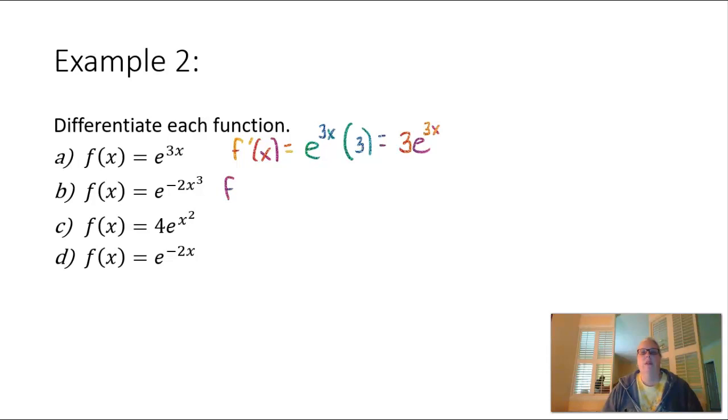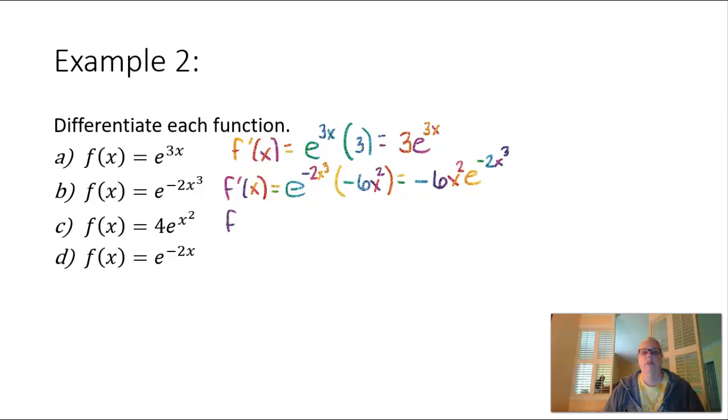Okay. For part B, we've got e to the negative 2x to the third. So again, the derivative of the natural function is going to be the function itself, so we have e to the negative 2x to the third times the derivative of its exponent. The derivative of negative 2x to the third is negative 6x squared. So the derivative of e to the negative 2x to the third will be negative 6x squared e to the negative 2x to the third power.